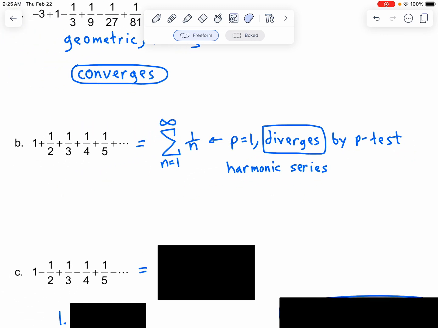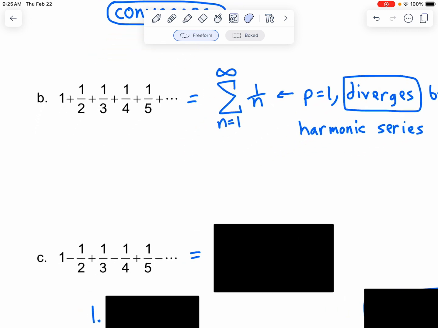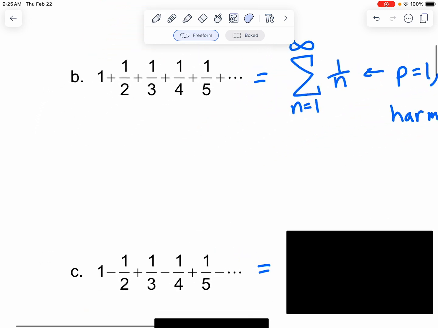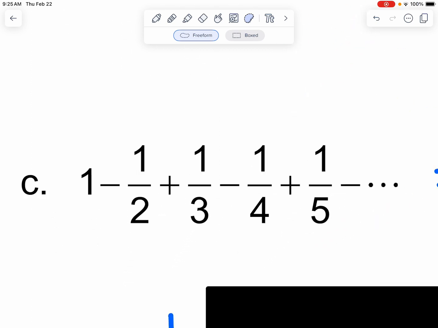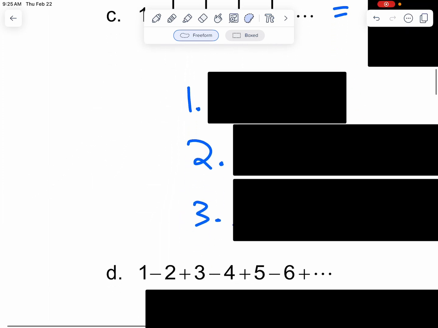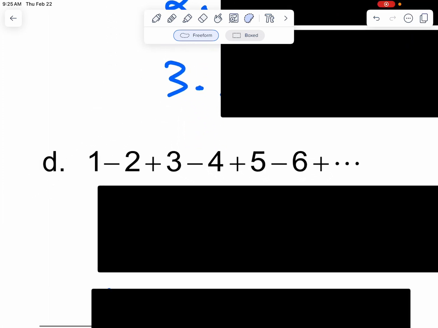Now, if we take a look at C, C has the same absolute value as B, right? Looking at the absolute value of the individual terms, but here we have an alternating series, right? We start with a positive term, negative, etc. We're going to come back to C in a moment. Let's go down to D, because that one's actually a little easier for us to tackle.